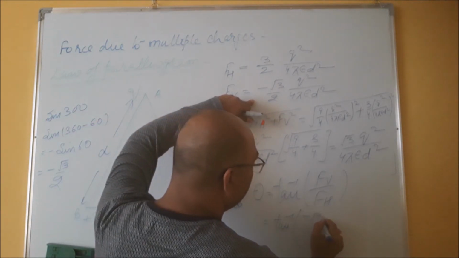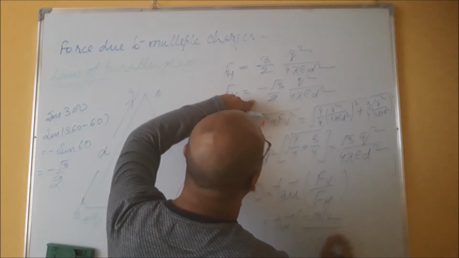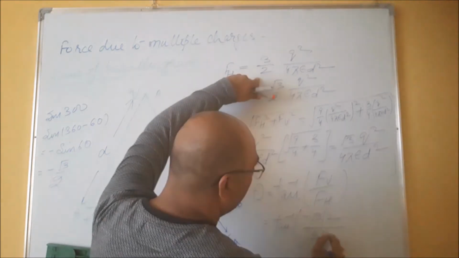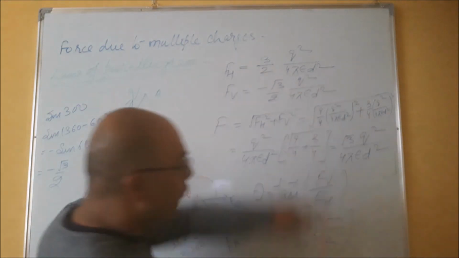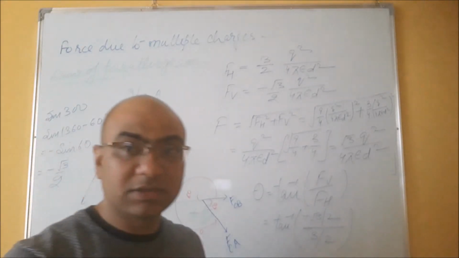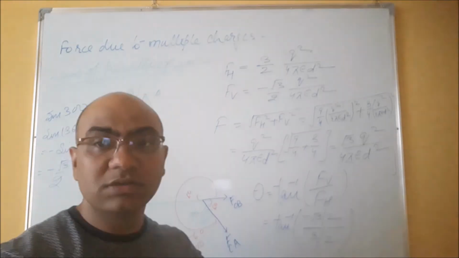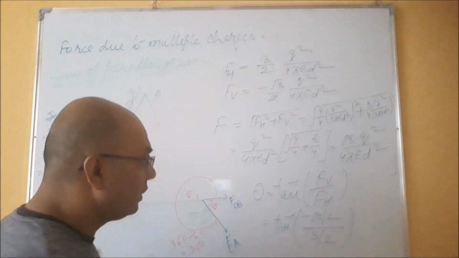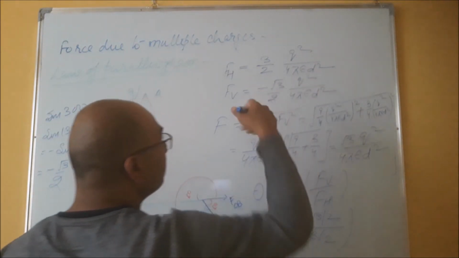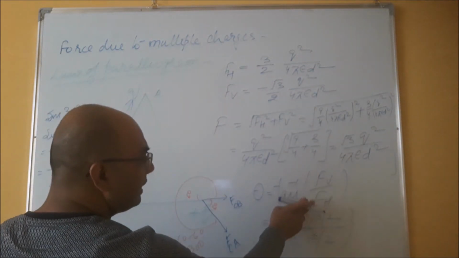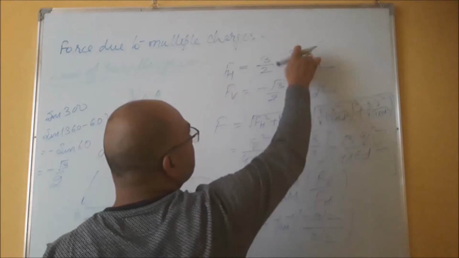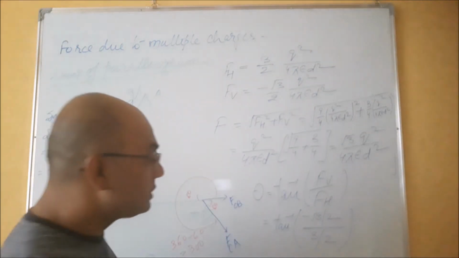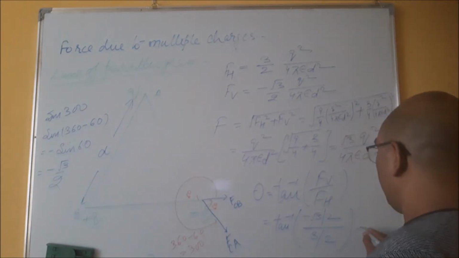Minus root 3 upon 2 upon 3 upon 2. Why am I writing this? Because except this, all other things will be cancelled out. This term and this term will be cancelled out when we divide FB and FH. So when you solve this, what will you get?